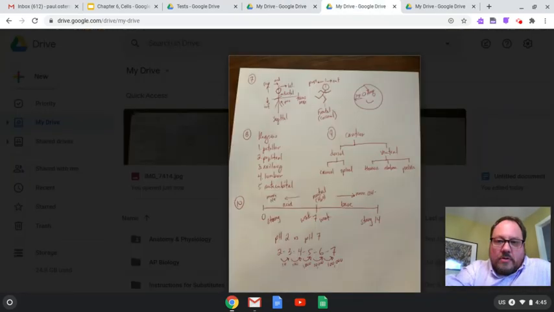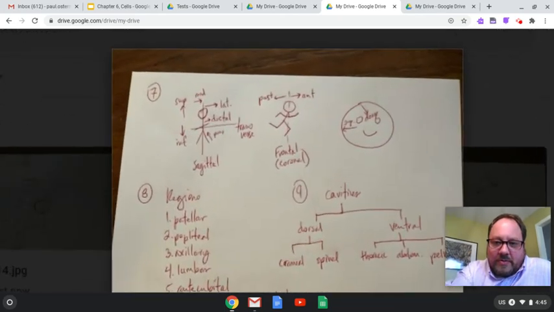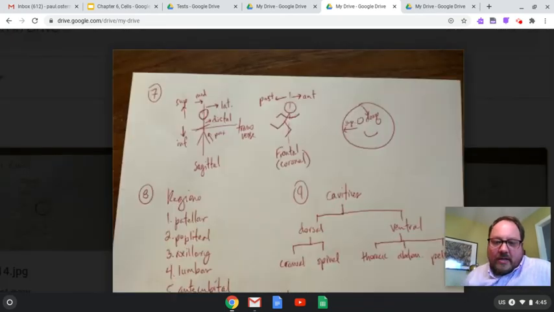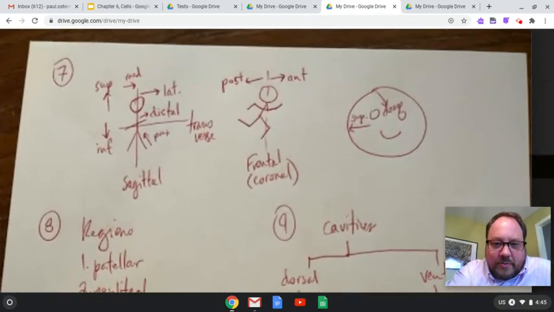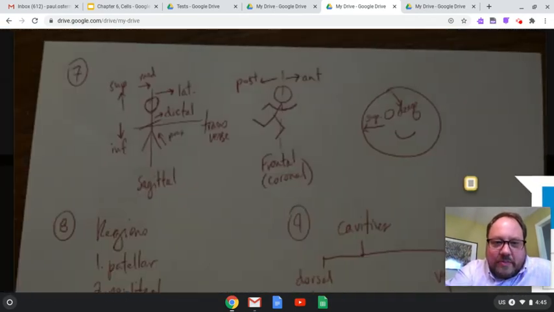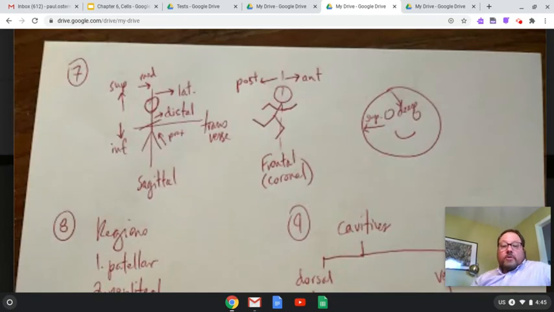Okay. Let's move on to number 7. Hey, know your directional terms. So you guys have done some stuff related to that. Let's see if I'll push my luck. See if I can zoom in anymore. Okay.